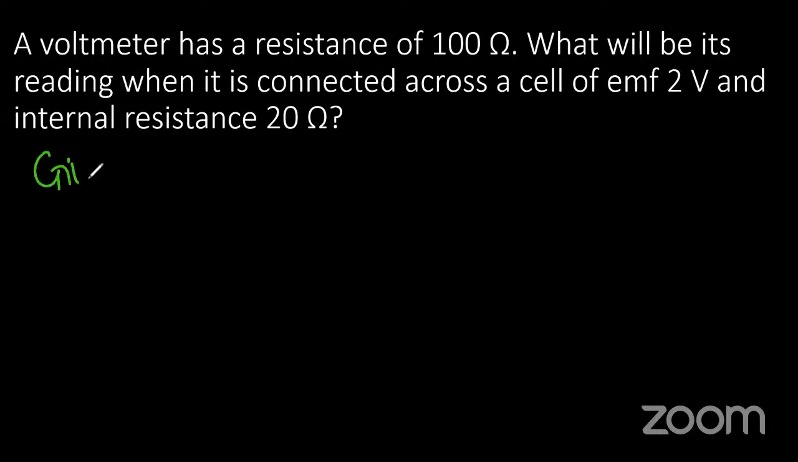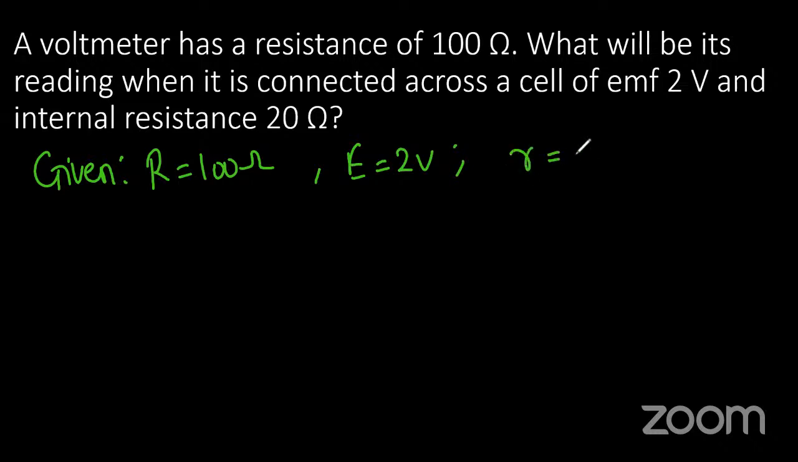So what are the given points? यहाँ पे given क्या है? So given is R, that is 100 ohm, that is the first given. उसके बाद EMF, that is second given, 2 volt, and small r, that is 20 ohm. ठीक है? Let's see what we need to find. We need to find the voltage. To find क्या यहाँ पे? That is voltage.